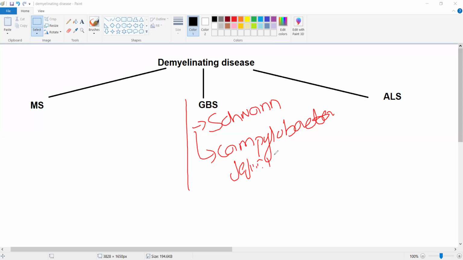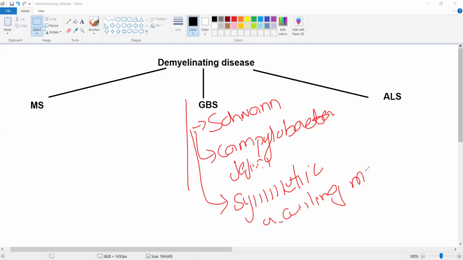Okay, so the typical presentation. Okay, wait. What is a typical presentation? The typical presentation of GBS is simple: symmetric, ascending muscle weakness.